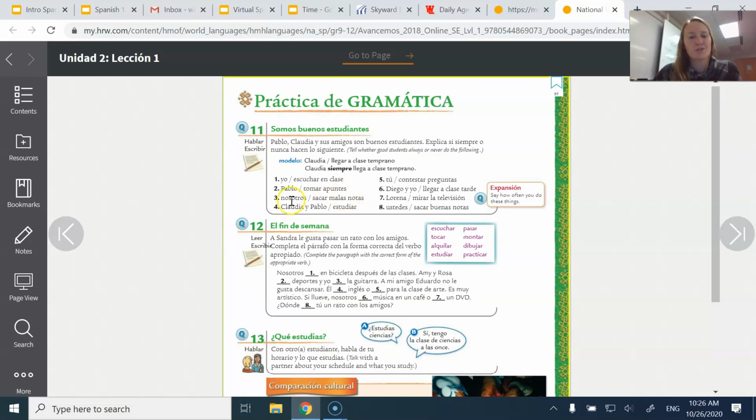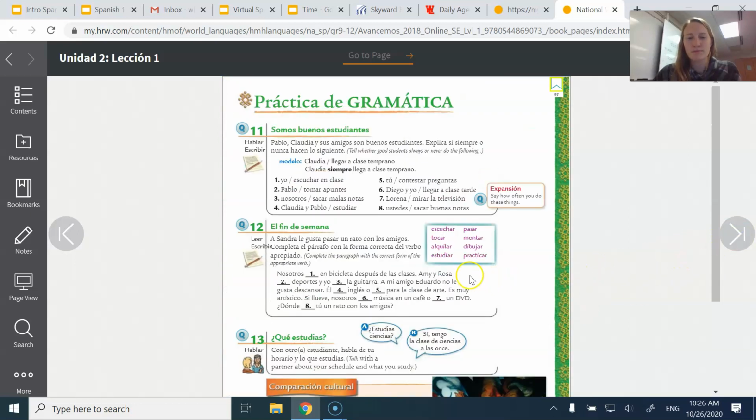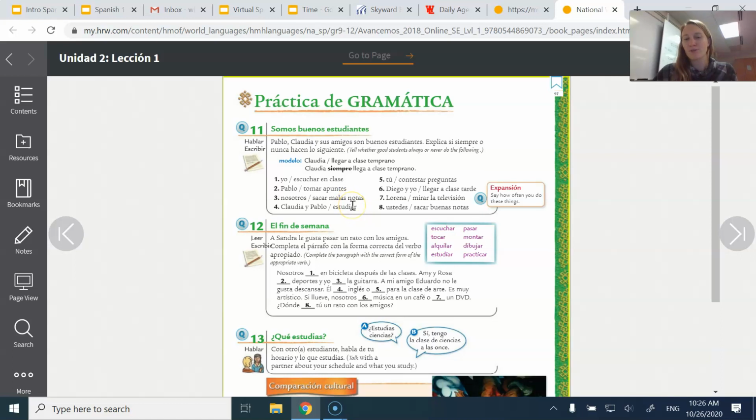What about nosotros? Do you remember that from last Friday? Or sorry, from yesterday, I should say. Nosotros blank sacar malas notas. Nosotros siempre sacamos malas notas. Oh, hopefully you don't siempre sacamos malas notas. We would say nosotros nunca sacamos malas notas, right?